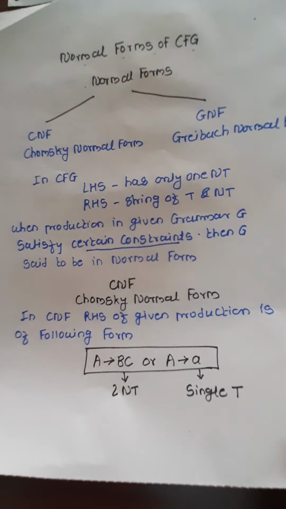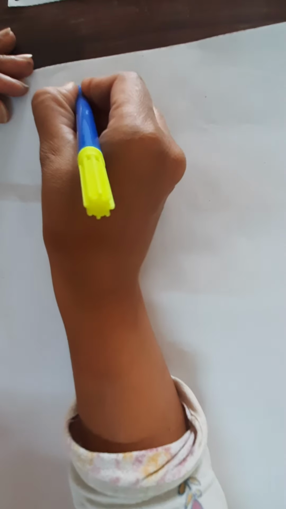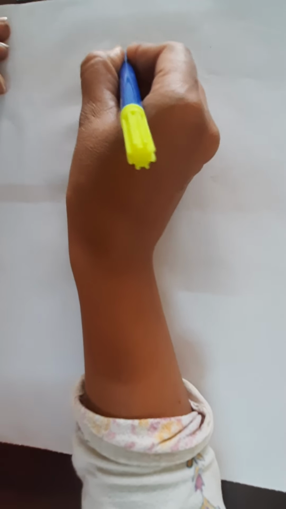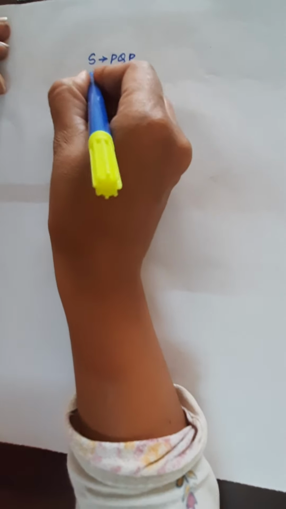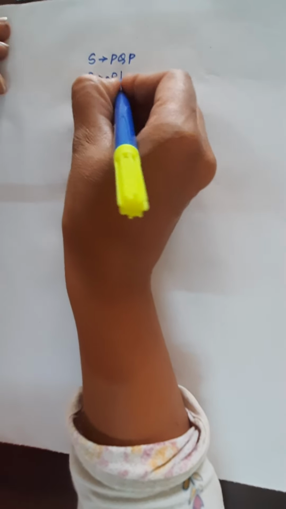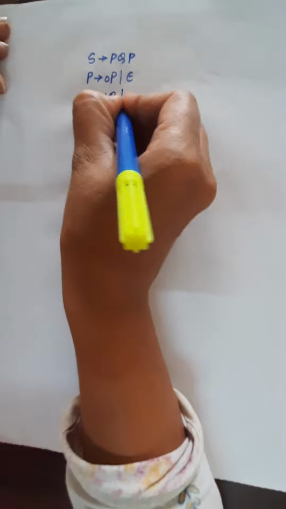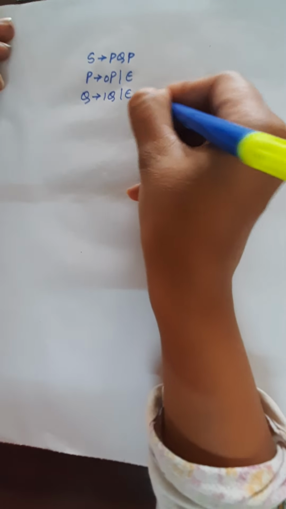Now take one example. So we are taking here one example, that is S gives PQP, P gives 0P or epsilon, Q gives 1Q or epsilon. Fine, convert the given grammar into CNF.